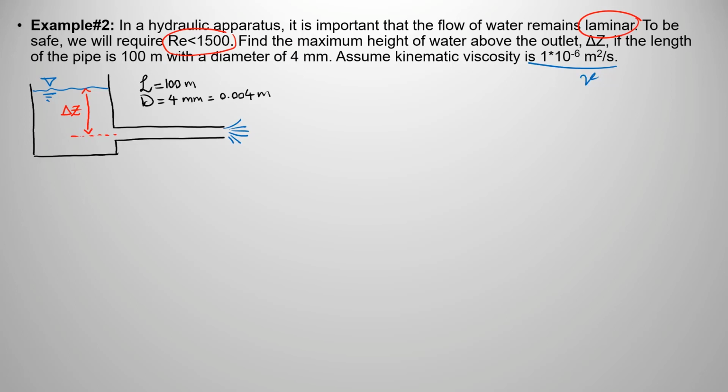That's because pressure is involved, velocity is involved. Writing the energy equation is a good practice. So I'm going to select two sections. One section would be on the surface of water because I have information on it. The other section would be the outlet of this pipe over here, section 2.